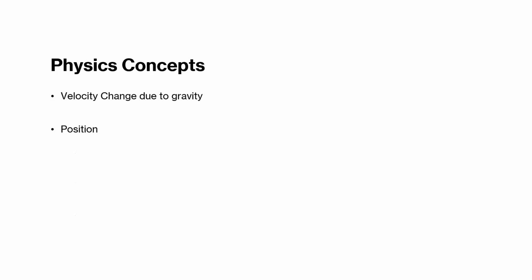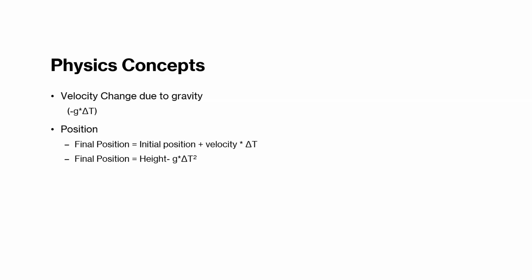force. Some concepts we're going to cover: velocity. In this case, it's our acceleration times change in time. Our acceleration is g, 9.81 meters per second squared. And then for our position, our final position is equal to our initial position plus velocity times change in time. We can fill that in for this experiment. So our final position is our height minus one half the gravitational constant for Earth times change in time squared.